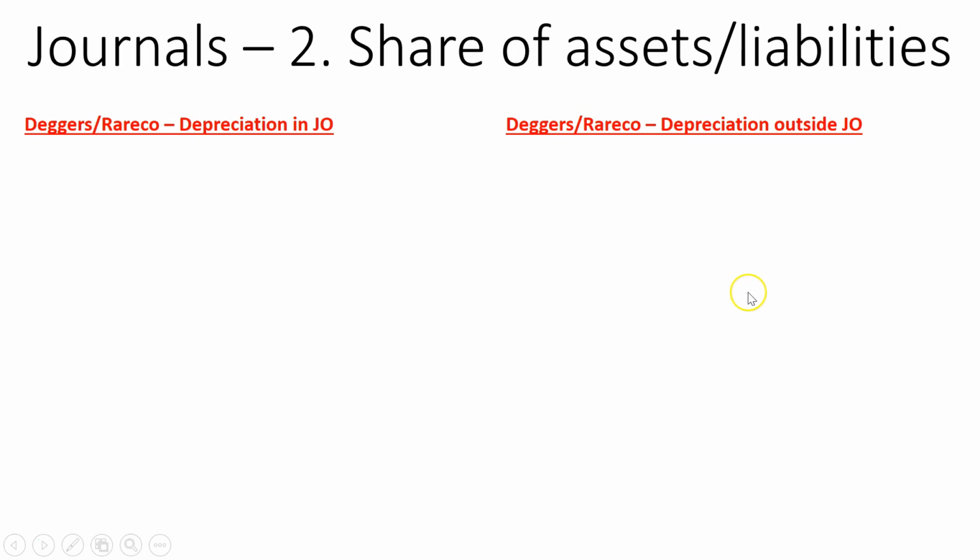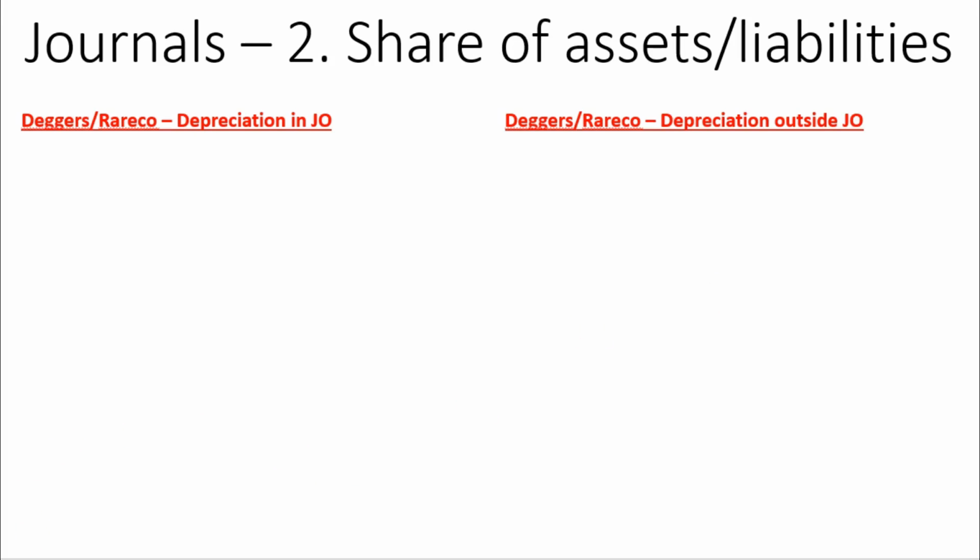So next, we need to do our journals to recognize our share of assets and liabilities. So there are a few journal entries for this step, but it's not too complicated. So I'm going to do the recognition for Deggers and Rareco if there was depreciation in the joint operation and as if there was depreciation outside of the joint operation for our share of assets and liabilities. So the entries I do here are identical for each entity. So they only represent one entity's entries, but they will be the same for the other entity.